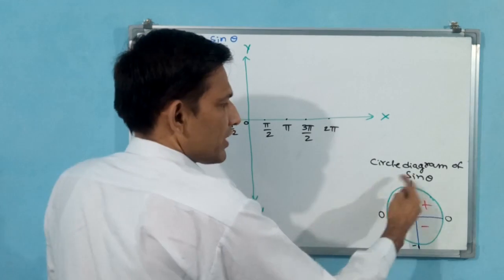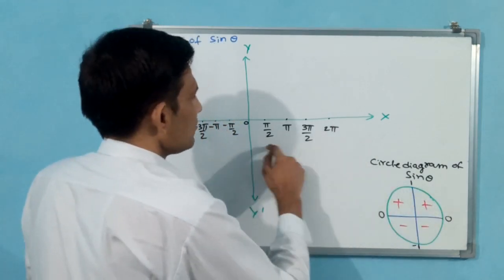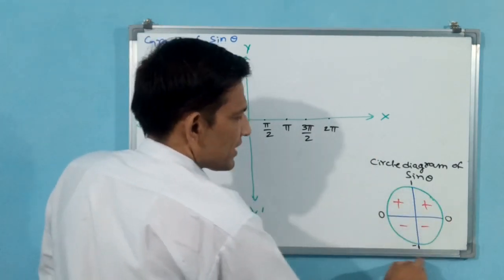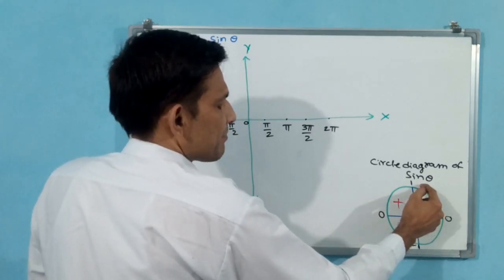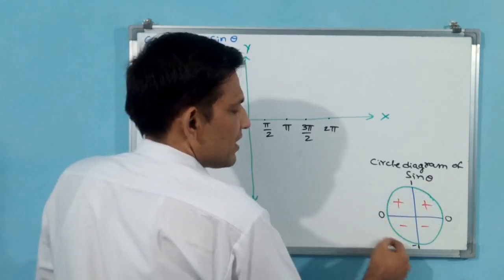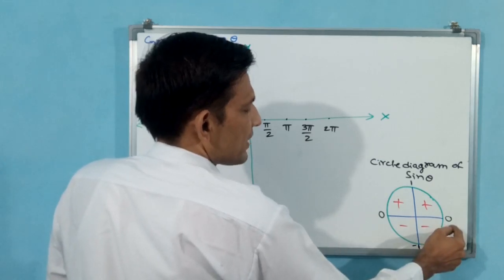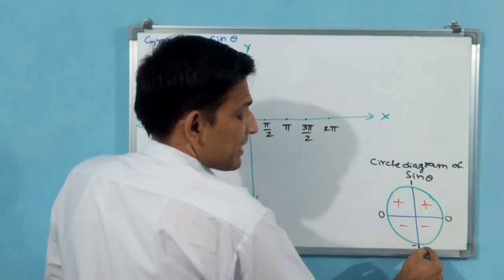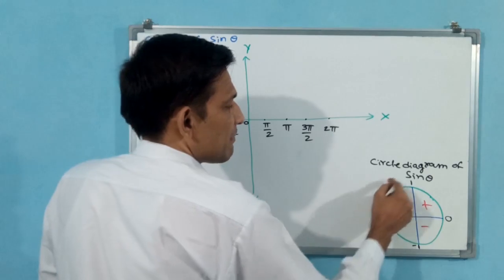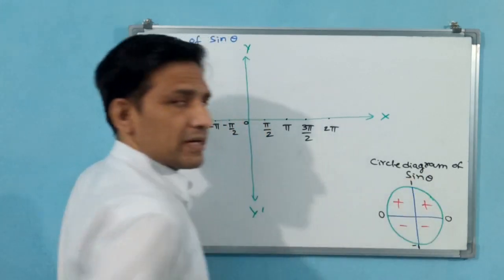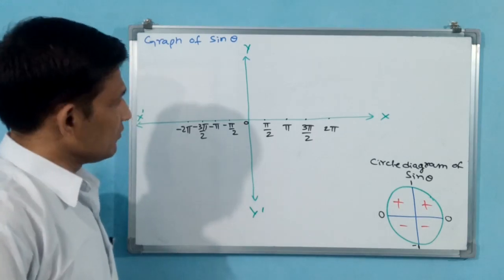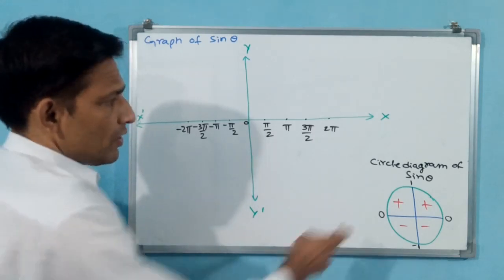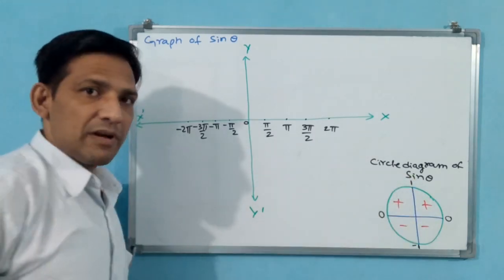These are all negative, these are all positive. If you rotate in a clockwise direction, then negative angles will come. See, plus pi by 2, plus pi, plus 3 pi by 2, plus 2 pi. Minus pi by 2, minus pi, minus 3 pi by 2, minus 2 pi. Like that, these answers are going to come. Now you see, both plus 1 and minus 1 are there.